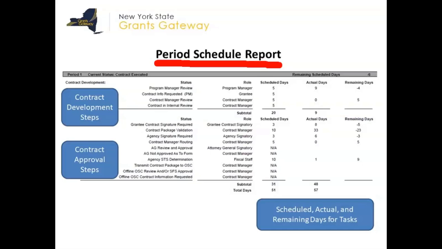So nobody's in trouble. I purposely picked one that had longer than it was allowed for. So we had 5 days at PM review scheduled, but it actually took 9 days, so that leaves us with -4 for that step. So it calculates and shows you how many days are left, basically so we get an idea of where we are. Again, nobody's in trouble if they're negative in some of these numbers. It just helps us to try to get to that date that we want to get to before, so we can have a contract executed before the start date.